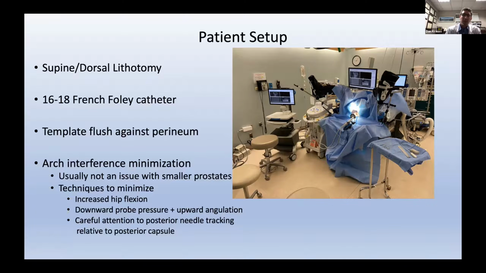One thing I will say, when you're placing the ultrasound probe, pelvic arch interference usually is not an issue with smaller prostates. And while you definitely want the ultrasound probe as parallel as possible to the long axis of the prostate, one technique you can use if there is arch interference is to increase the hip flexion, and place downward pressure and upward tilt on the probe. It brings the needle placement axis more in parallel with the arch and can help decrease arch interference. But you just have to pay very close attention to the needle tracks because they won't be following the prostate in parallel.